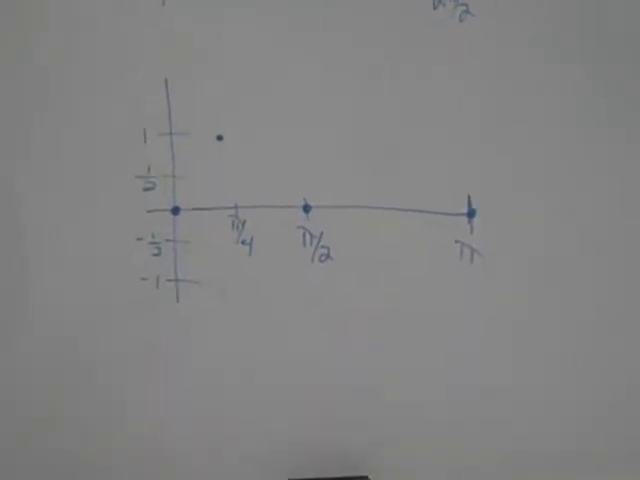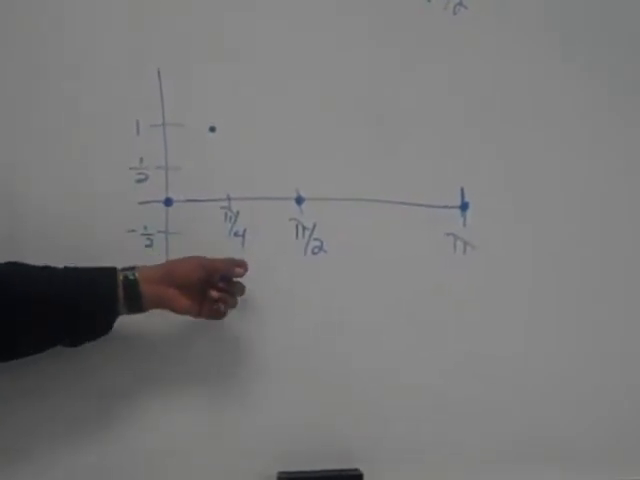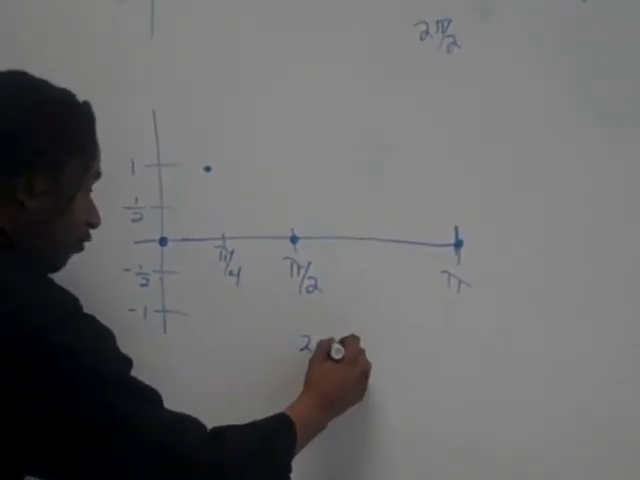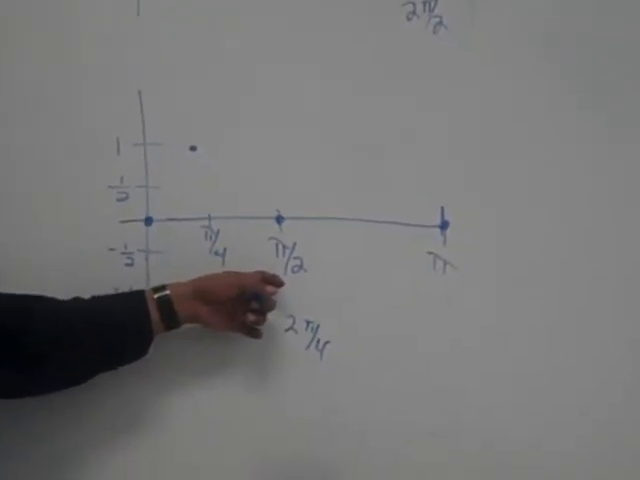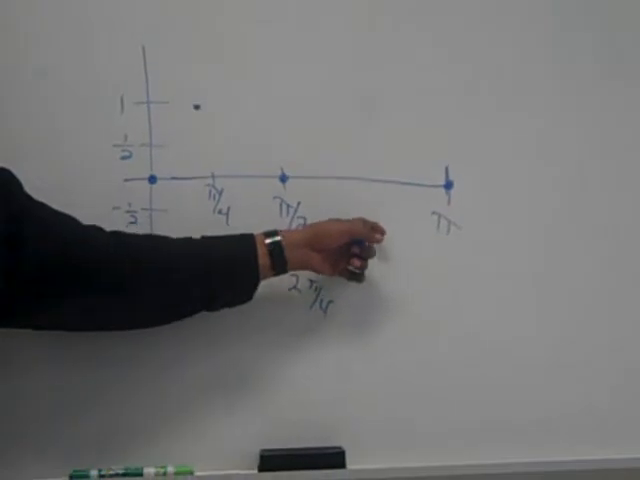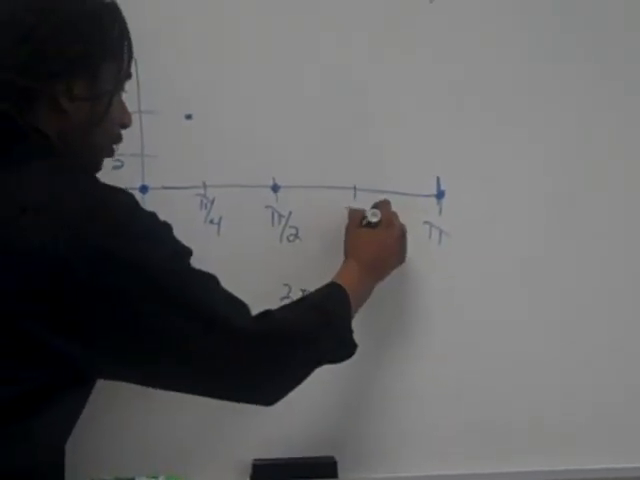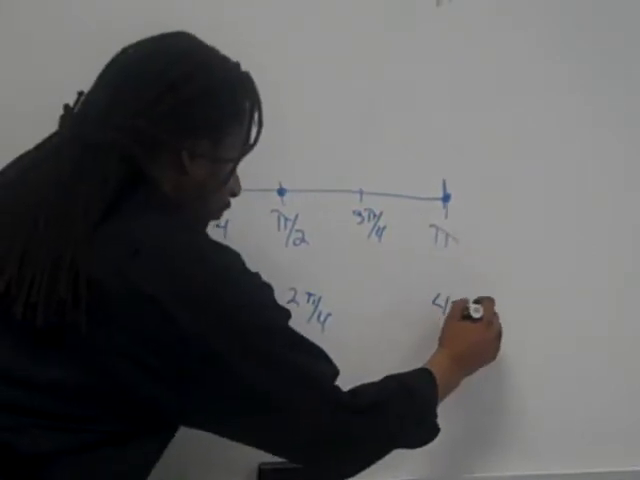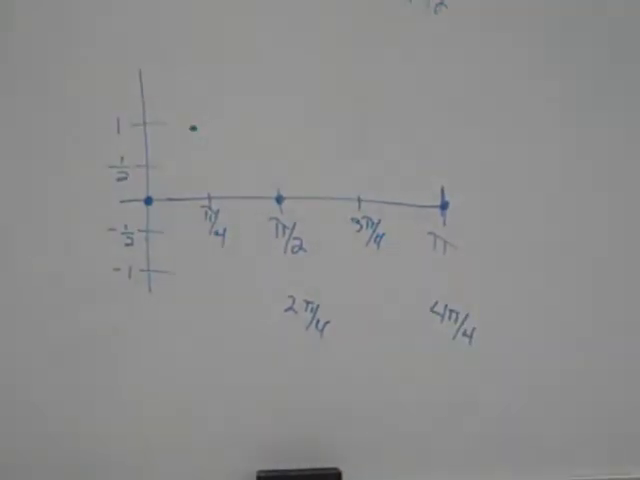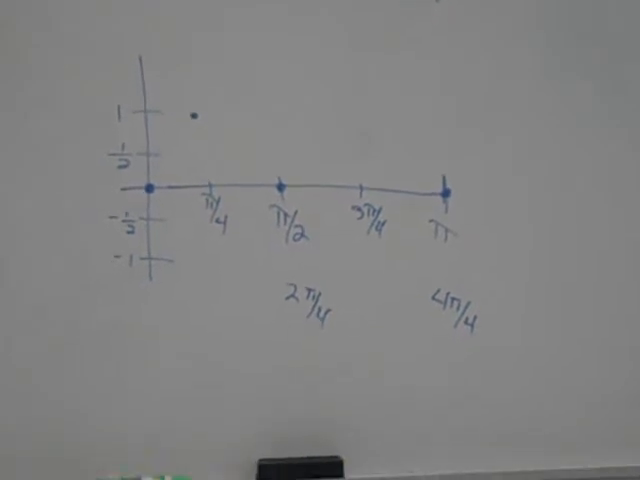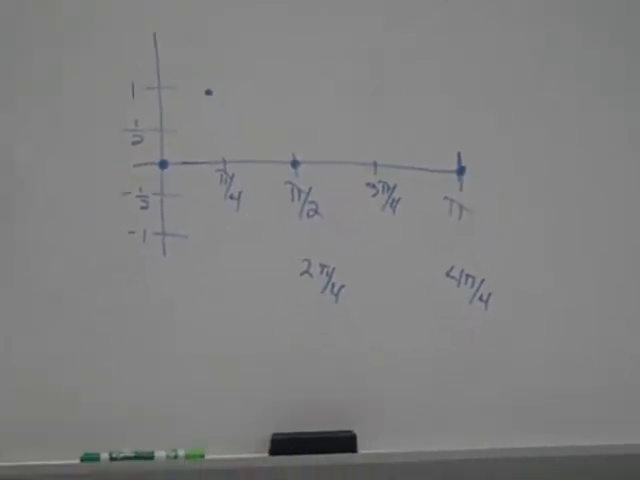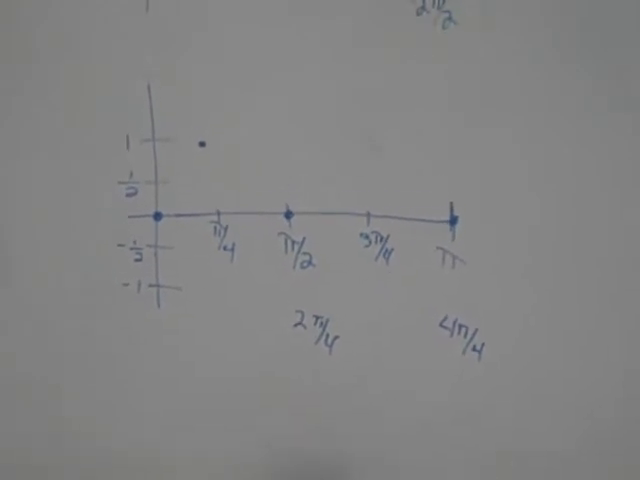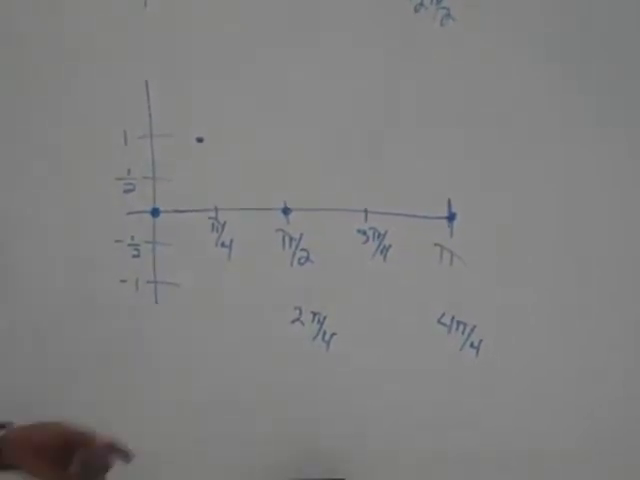Okay? Now, let's go back to this. This is my 1 pi over 4. Technically, this is 2 pi over 4, because that reduces to pi over 2. Therefore, that makes this 3 pi over 4. And technically, this is 4 pi over 4. Do that little check just to make sure you've got things flowing. You know what I'm saying? Got me? Feel me? So why is that?